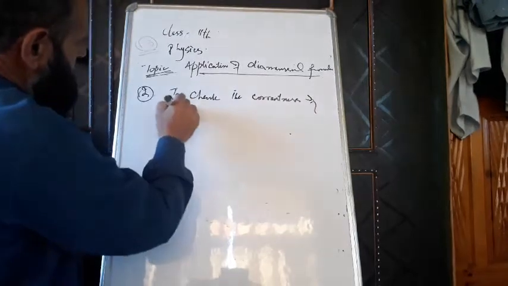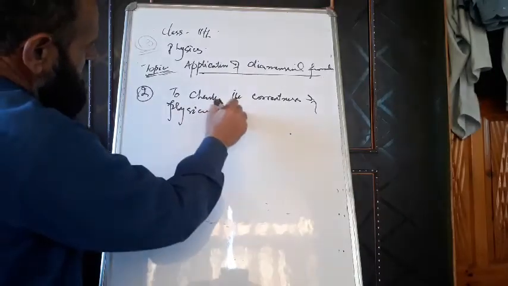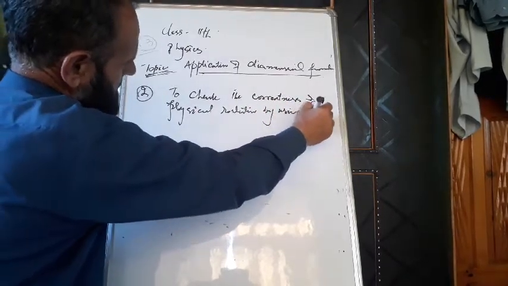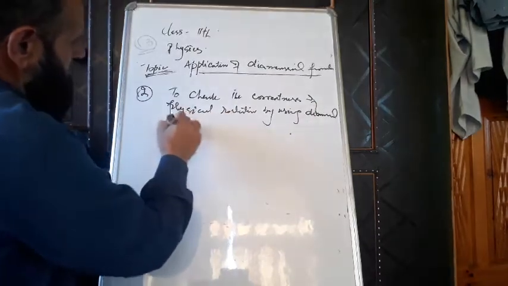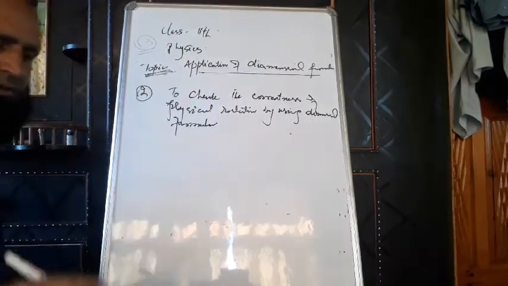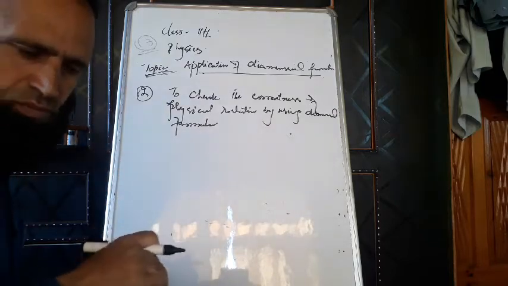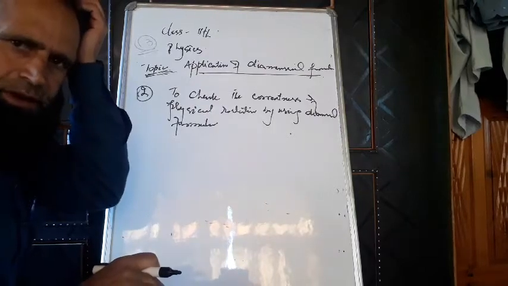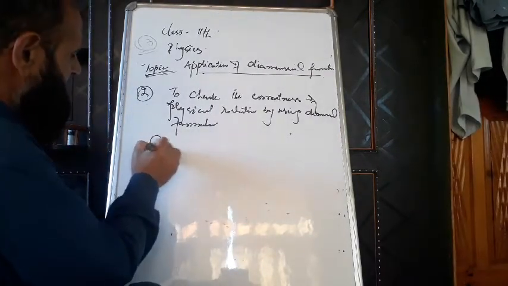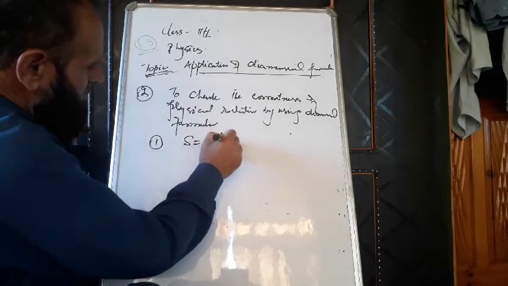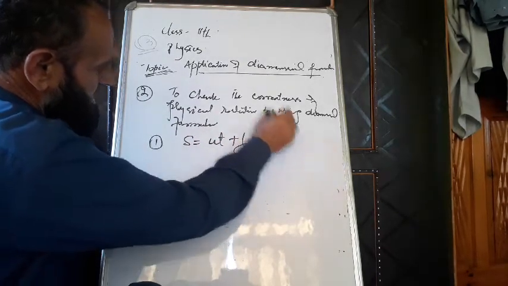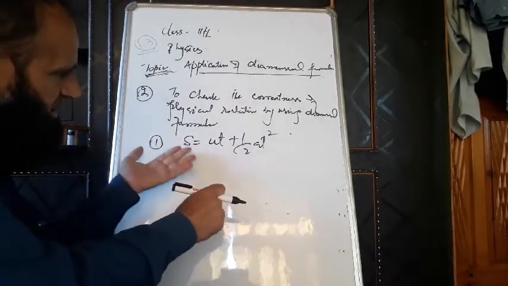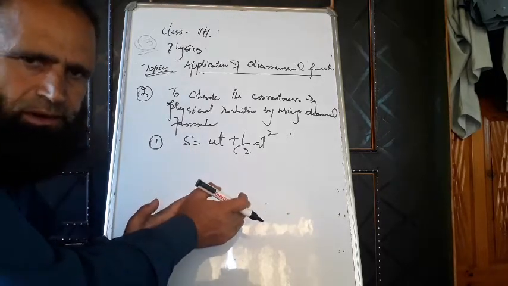The correctness of a physical relation by using dimensional formula. By using dimensional formula, we may take any physical relation. Let us take the physical relation S is equal to ut plus 1/2 of at square. It is the second equation of motion. We check whether this relation is dimensionally correct or not.